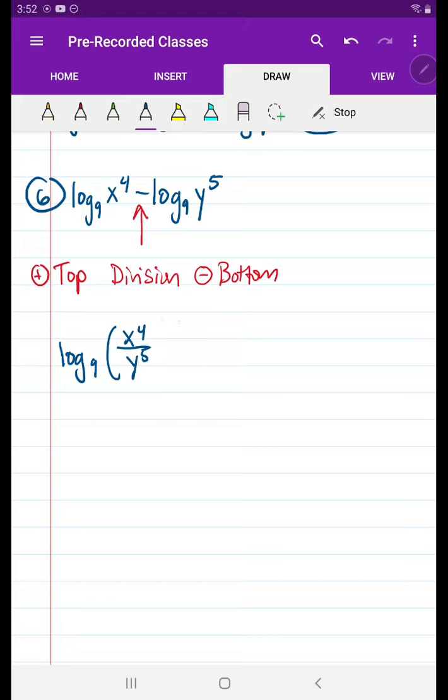And so this is going to be answer choice D.